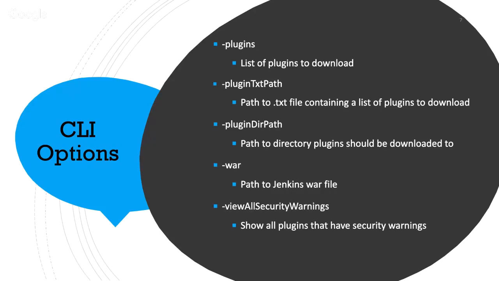So the user can input a list of plugins either through the CLI or through a .txt file that just contains a list of these plugins and their versions. The user can specify which directory they want their plugins to be downloaded to. They can also include a Jenkins war file, and then they can also view security warnings for all plugins.